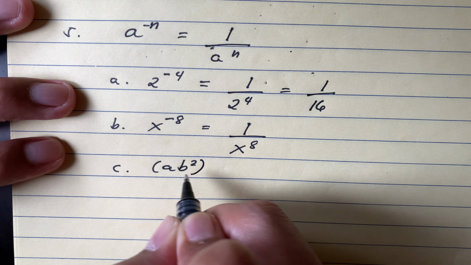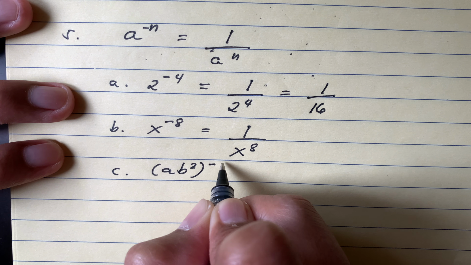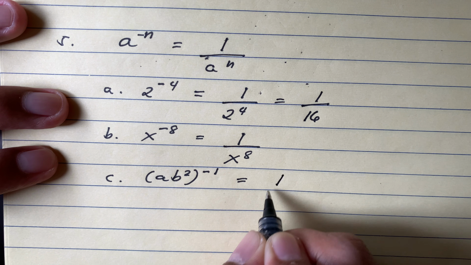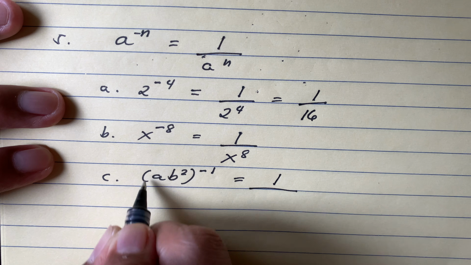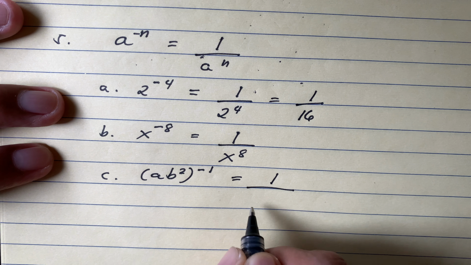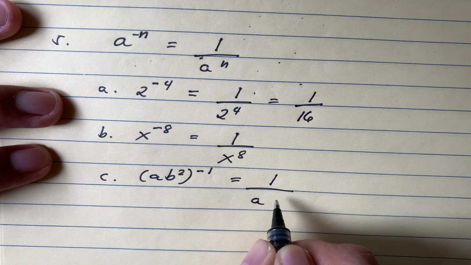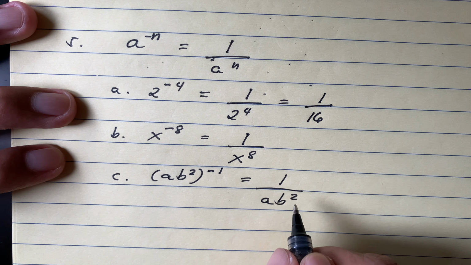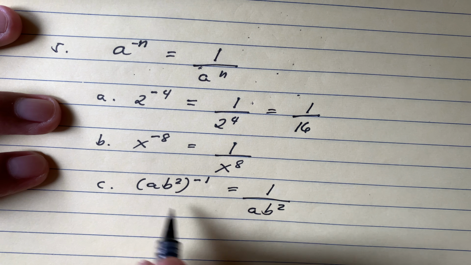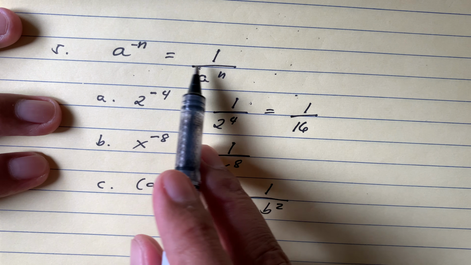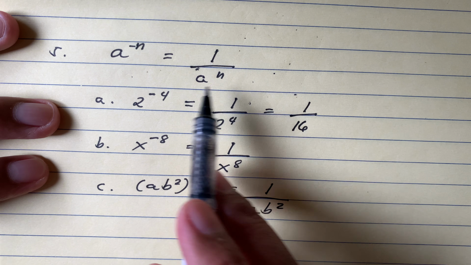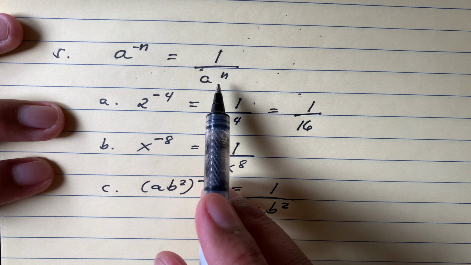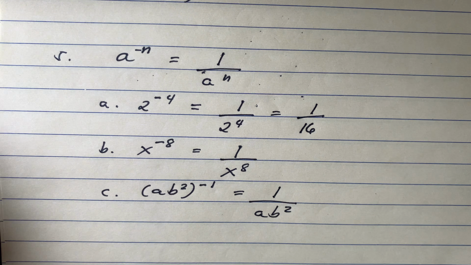Then how about if we have (ab squared) raised to the power of negative 1? What you're going to do is write 1 all over, and just copy this one. So we will have now a times b squared. This is now the answer. So always remember that if we have a negative exponent, the result would always become 1 all over the base raised to the positive exponent. Okay, so that's it. Thank you.